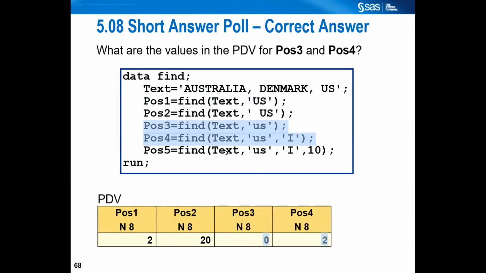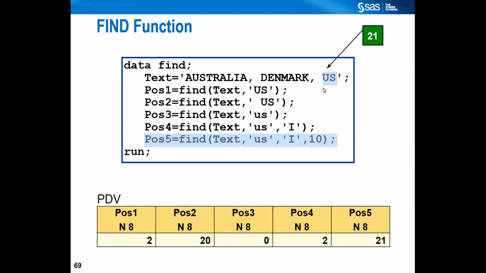It's telling find in your text, small case US, search or find should be case insensitive, position 10th. So it will not return the position at 2, but starting from the 10th position, it will start looking for the US letters. So where is the 10th position? So 1, 2, 3, 4, 5, 6, 7, 8, 9, 10. So from this position onwards, it will start looking for US and it will ignore this US. Got it? So now it will return 21. Got it now?